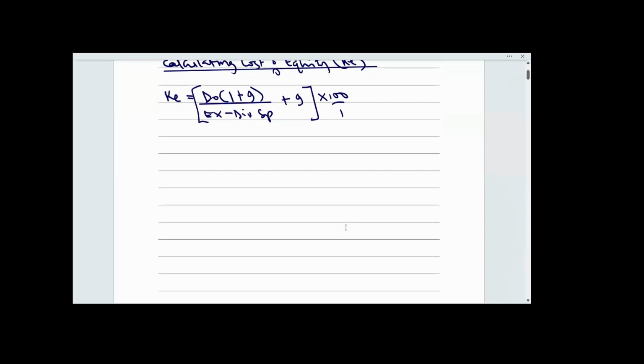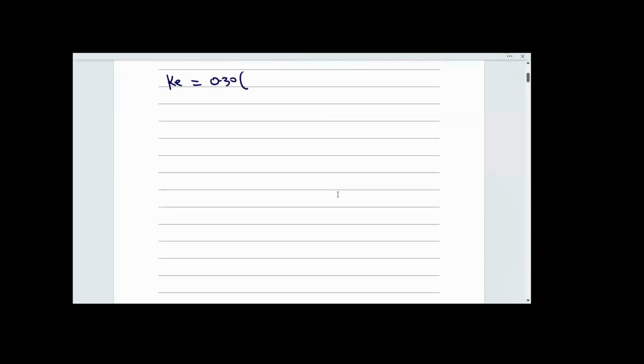So I will then go back to the question. The current dividend, the current year is 2012. What's the dividend in 2012? 30 kobo, so 0.3 multiplied by the growth rate. The growth rate is not given to us, so you have to go and calculate the growth rate. So I will then do my workings. Let's start the workings here.